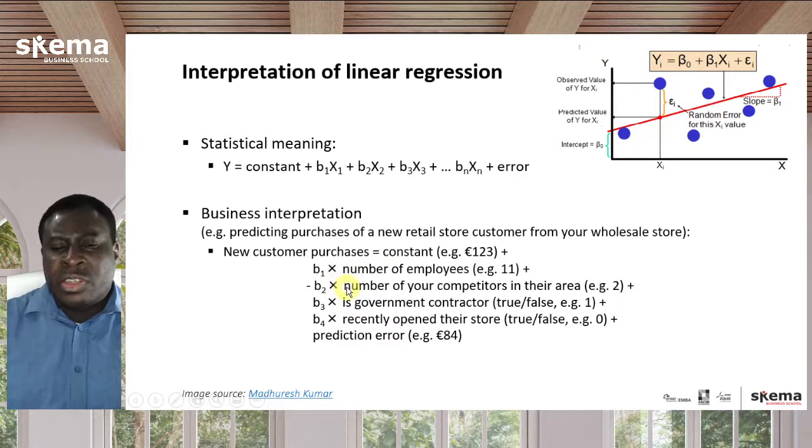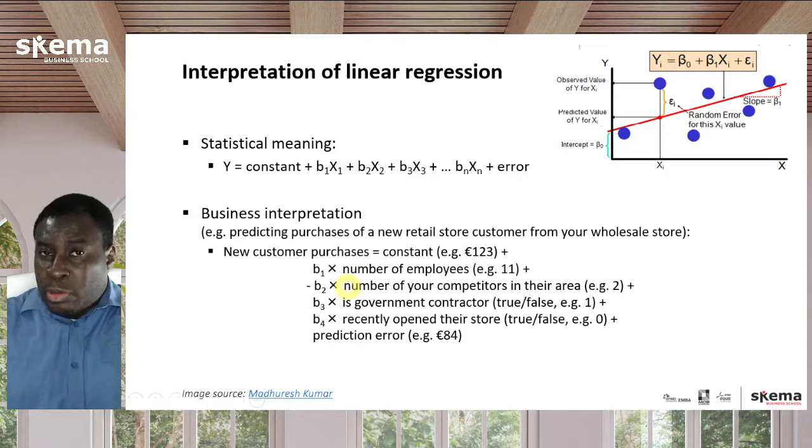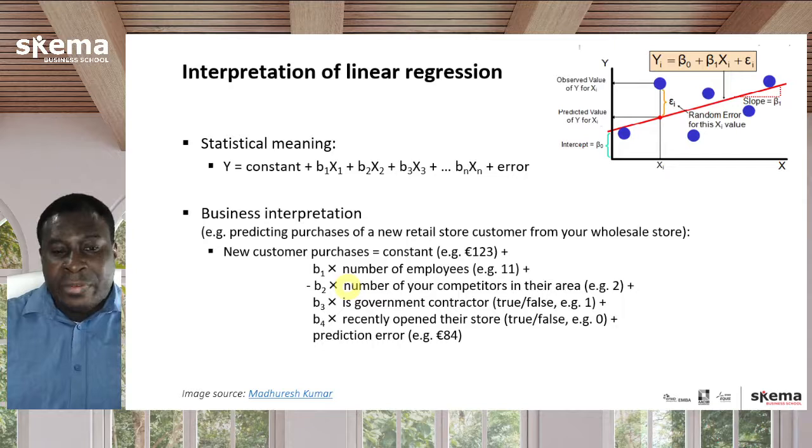Then we also consider the number of our competitors in their area. Based on where they are located geographically, there are other wholesalers like us. If there are two other wholesalers relatively near them, then that's going to have a negative effect on how much they might buy from us because they would rather go to someone closer to them.